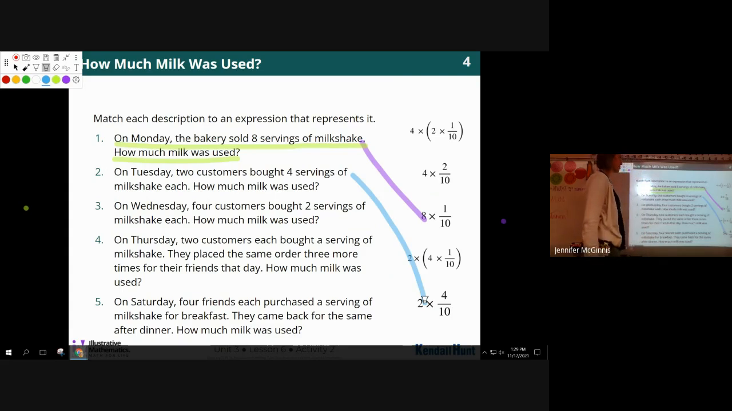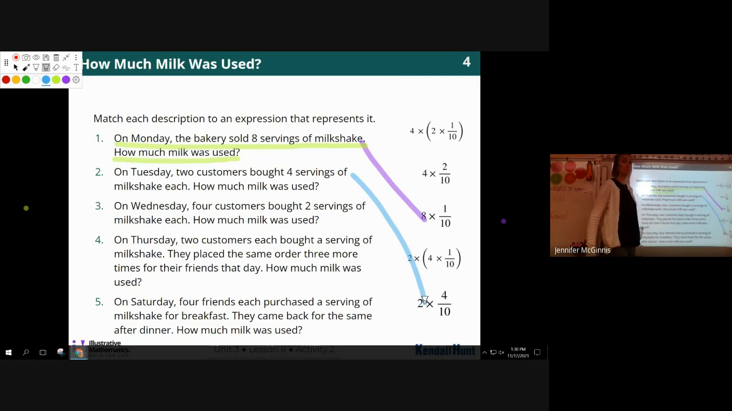How does that fit the story? 2 customers bought 4 servings. If a serving is 1/10, how many servings is this? 2 servings. Does that fit our story? No. Bradley, what do you think? 4 times 2 times 1/10. Same question. This is the serving of milk. How many servings is this? 2. How many servings is in our story? 4 servings in our story.